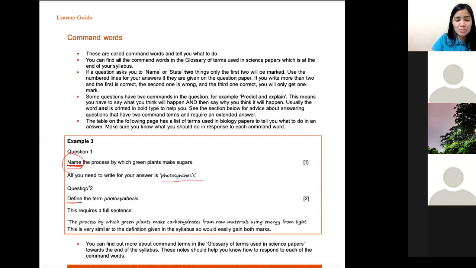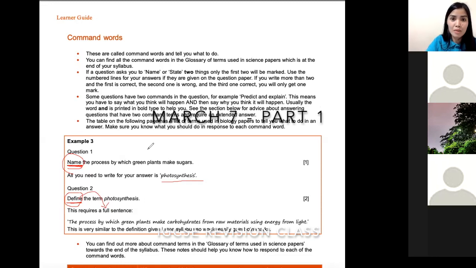Okay. Question number 2 is: define the term hypothesis. This one you have to define, you have to give the meaning. So this time, this requires a full sentence. By the way, in IGCSE, use a full sentence whenever needed. If it's only like naming or stating or labeling, of course, you don't need complete sentences. But if it's asking you to define something or explain or describe something, okay, please use full sentences.